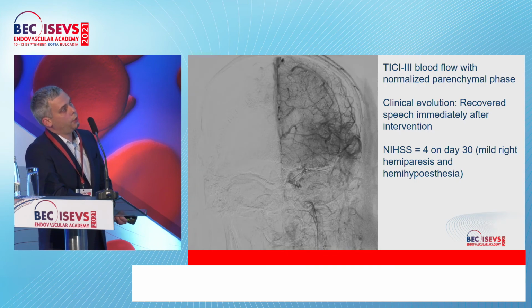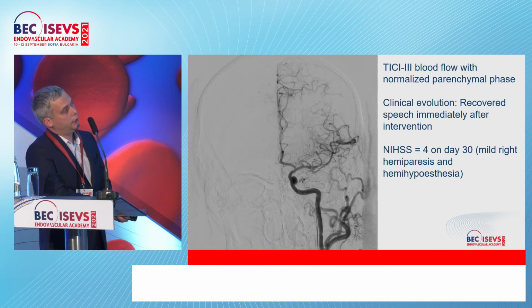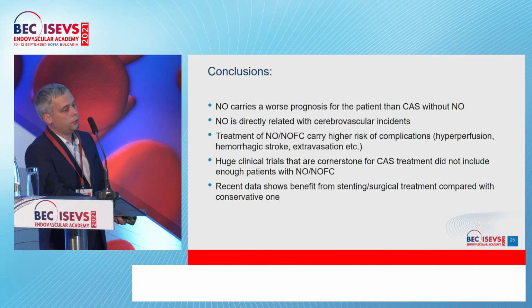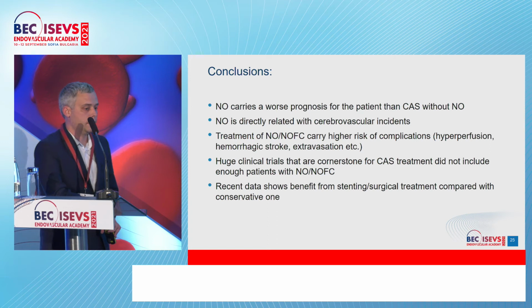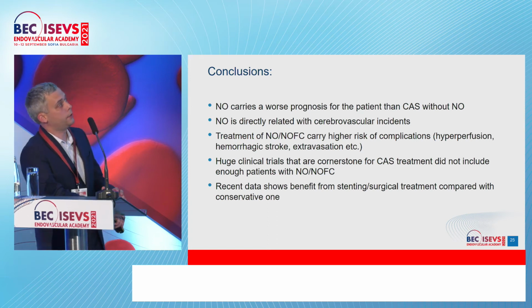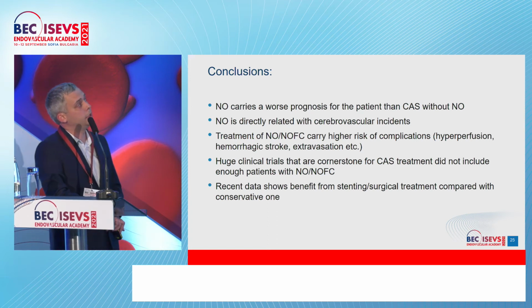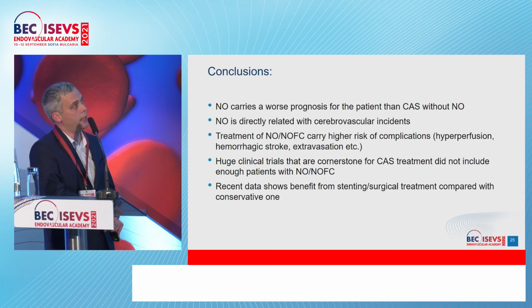With NICS-4 at 30 days after the incident. About the conclusions, we know that near occlusion carries a worse prognosis than any severe occlusion of the carotid artery. The near occlusion is directly related with the cerebrovascular incident, and the treatment of these lesions carries higher risk of complications such as hyperperfusion, hemorrhagic stroke, extravasation compared to the treatment of severe but not near occlusion.